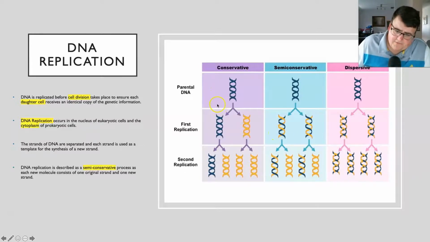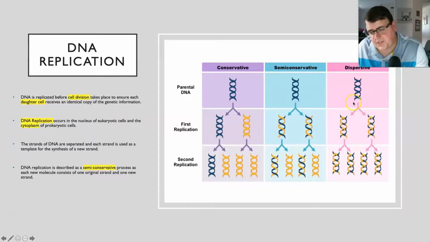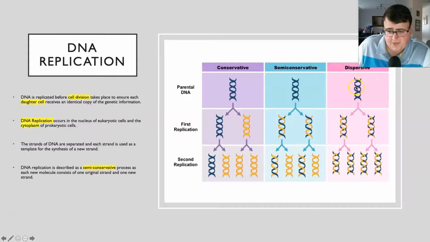Okay. Conservative meant that once you separated the strands, you made an exact copy, both the old strands stayed together, both the new strands stayed together. That's not how it works. Dispersive, you broke up the DNA into little pieces, and they all merged together with the new and the old, which is a lot of work. Again, not how it works. Our bodies and our DNA, and all living things' DNA, is the semi-conservative model, where the strands separate, one new strand is made off the old strand, and you end up with two molecules of DNA, one with an old strand, one with a new strand.